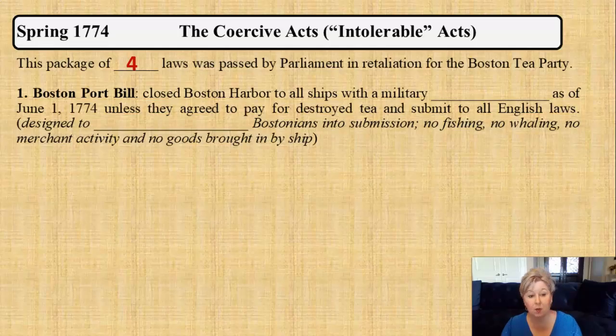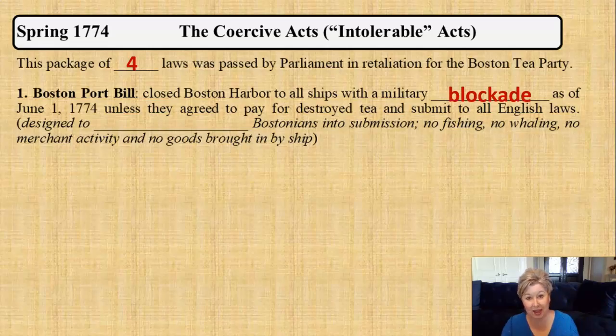The first one was the Boston Port Bill. Also, you should know there were actually several other ports that had smaller versions of tea parties. But Boston was seen as a center for leadership amongst the Patriot movement, and so they were targeted. They were going to be made an example of. So the Boston Port Bill would close Boston Harbor to all ships.